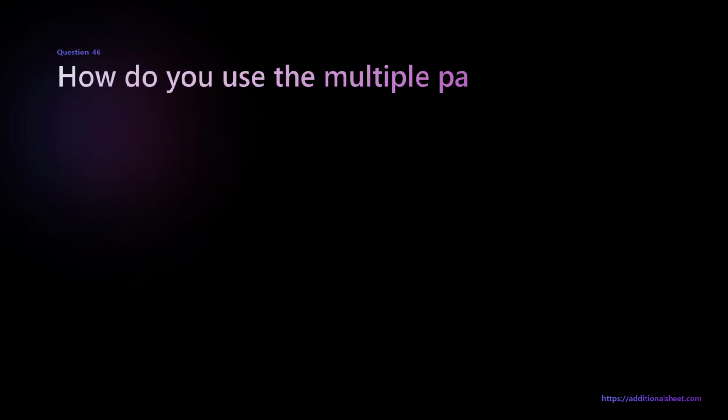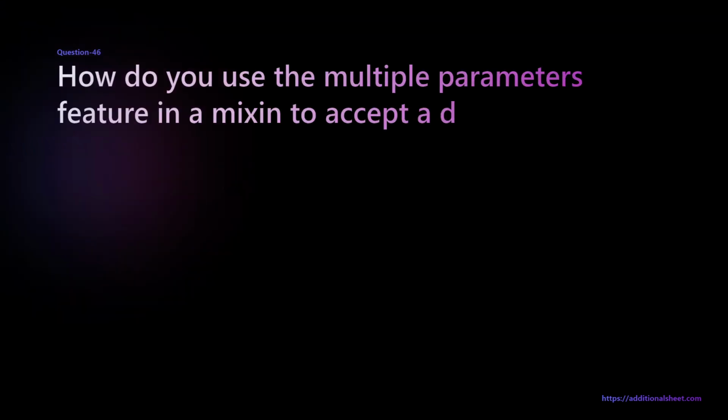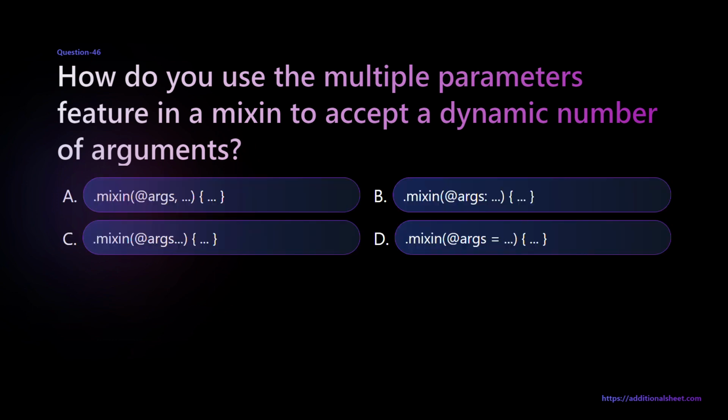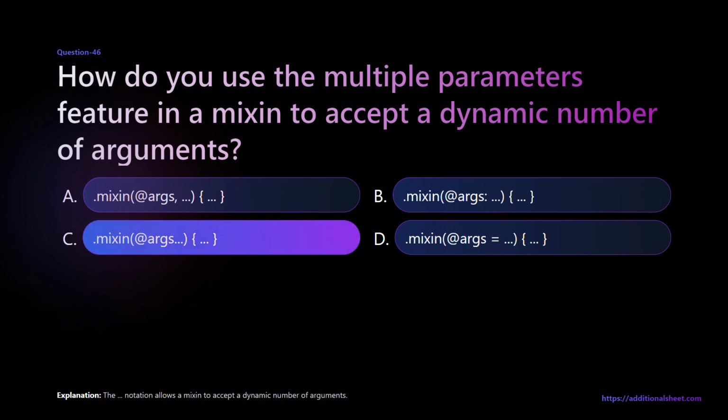How do you use the multiple parameters feature in a mixin to accept a dynamic number of arguments? Option A, mixin args. Option B, mixin args. Option C, mixin args. Option D, mixin args. The correct answer is option C, mixin args.